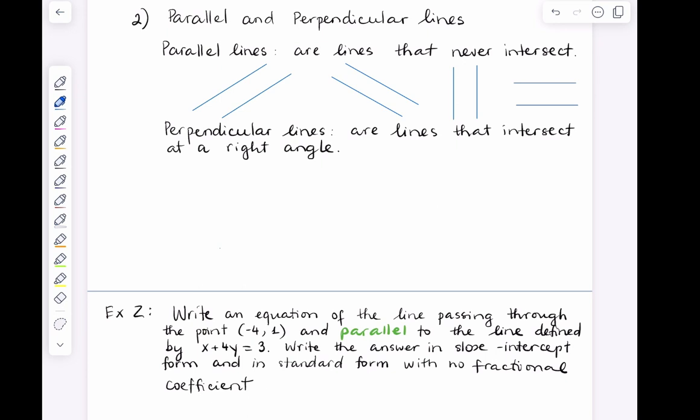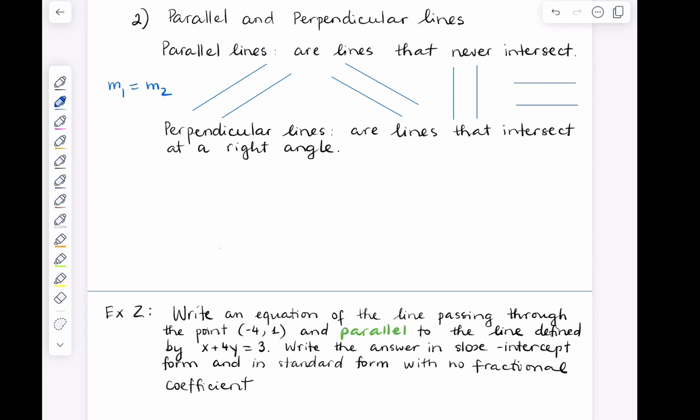Now, when you compare the slopes of these parallel lines, they should have the exact same slope. So m sub 1 equals m sub 2, where m sub 1 represents the slope of the first line and m sub 2 is the slope of the second line.